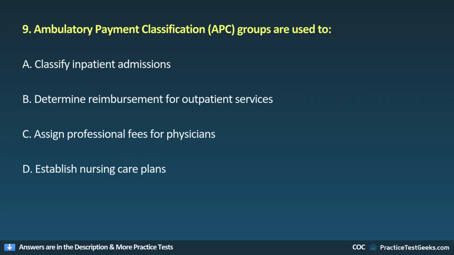9. Ambulatory payment classification, APC, groups are used to A. Classify inpatient admissions. B. Determine reimbursement for outpatient services. C. Assign professional fees for physicians. D. Establish nursing care plans.